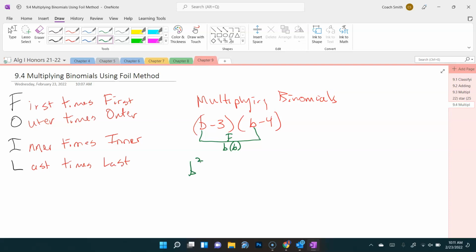Then we're going to take outer times outer. I always change to plus negative, as you know by now. That is plus negative 4 times b. Then I'm going to take inner times inner. And then I'm going to take the last term times the last term.